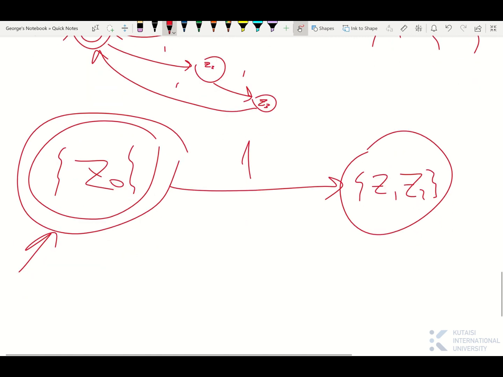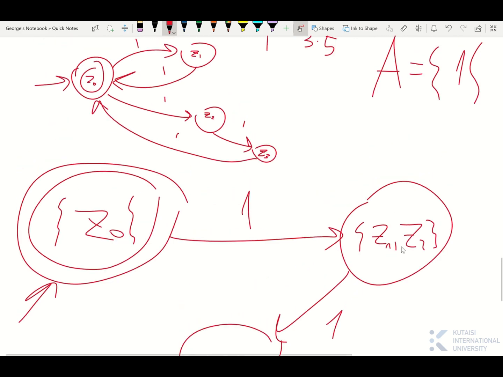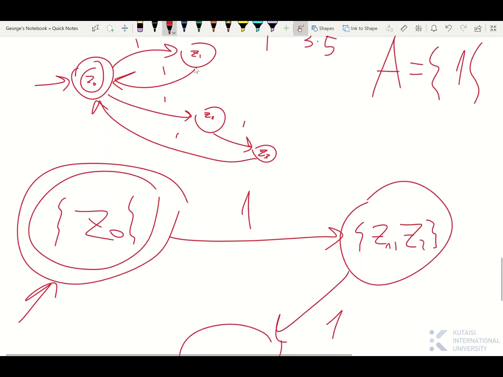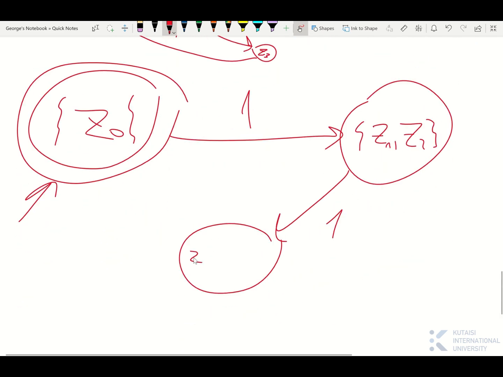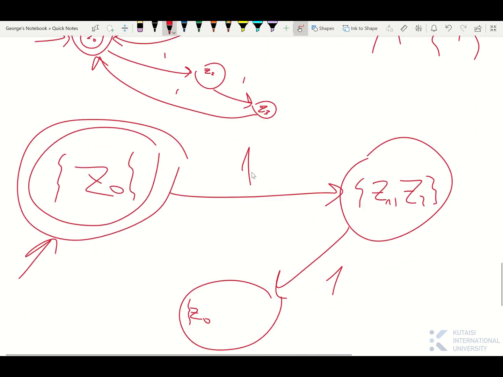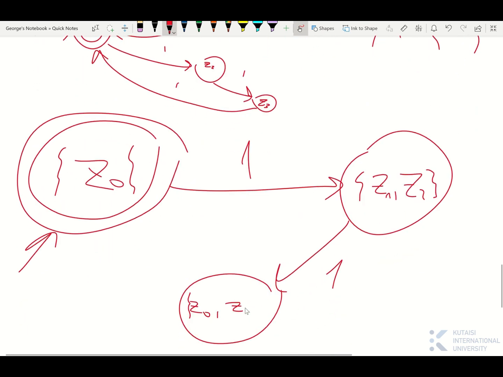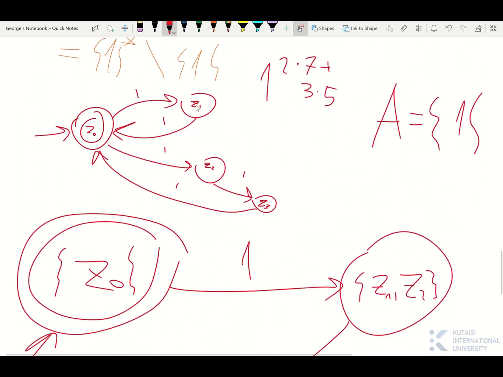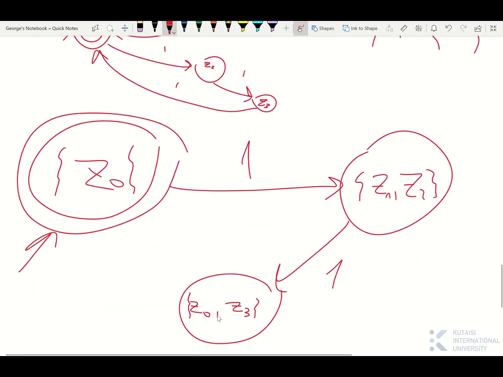Okay. Then what? Let's say 1 is coming in. Where am I supposed to go here? This is Z1 and Z2. What I'm going to do is look at Z1 and Z2 here. You should probably at some point get that this is the right thing to do. When I read 1 at Z1, I go to Z0, so I'm going to write Z0. And when I read 1 at Z2, I go to Z3. See what I'm doing? I'm looking at my NFA here, looking where things go, and writing both of them.